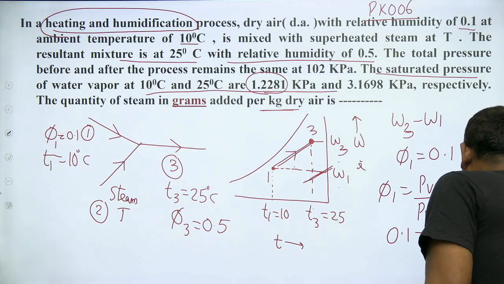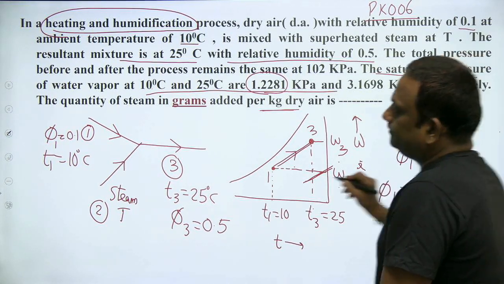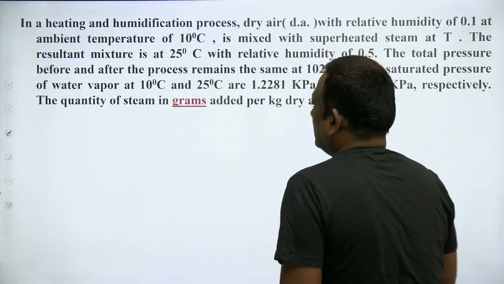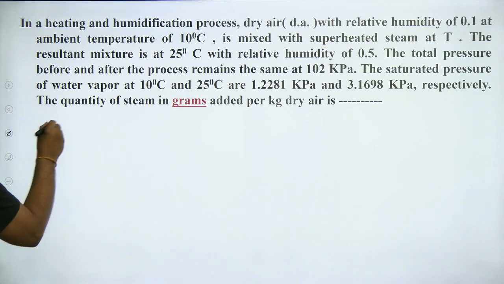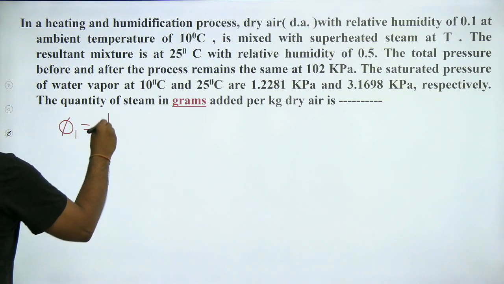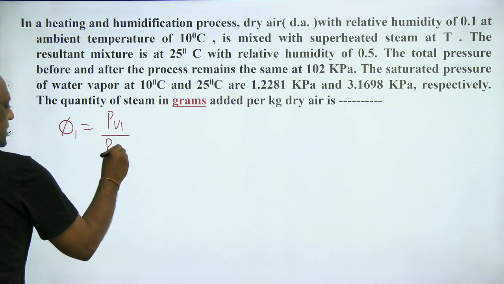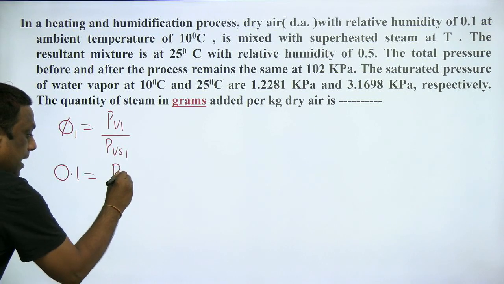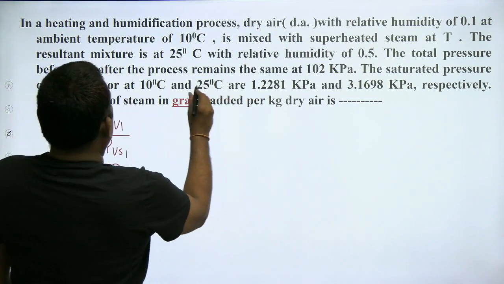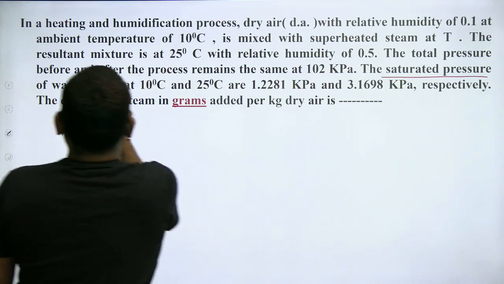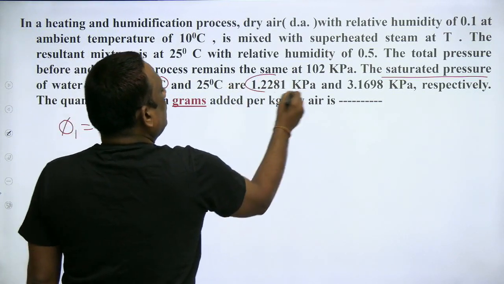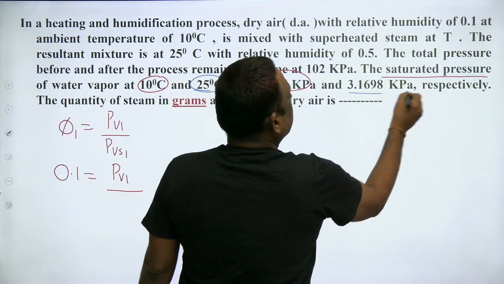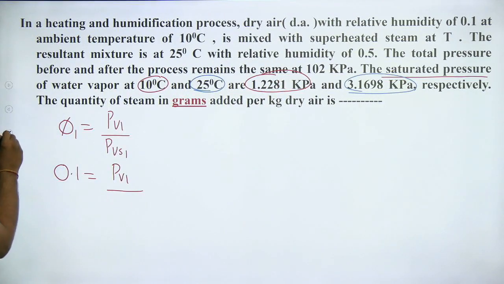So PVS1. Chalo. Phi 1 is equal to PV1 by PVS1. So at point 1, the relative humidity is 0.1. I do not know the partial pressure of vapor, but please look at the saturation pressure at 10 degrees is 1.22, and at 25 degrees it is this much. So initially I am calculating at 1.